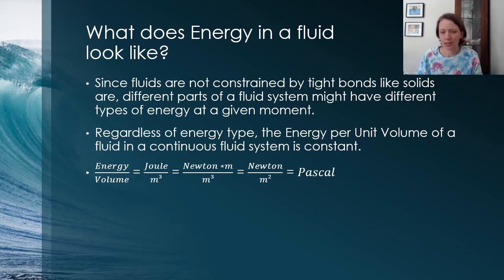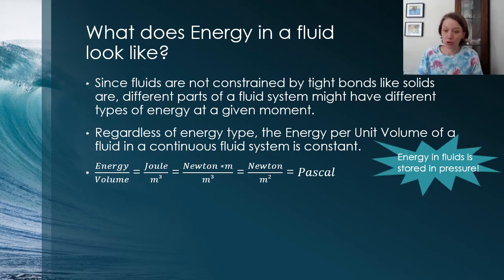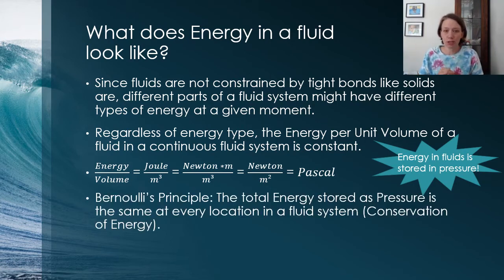So why do we care about this? Well, if a Pascal is the same as energy per volume, that means that in fluids, energy is actually stored in pressure. So pressure becomes this new thing that can be conserved in a fluid. Bernoulli's principle, which is the topic of this lecture, says that the total energy stored as pressure is the same at every location within a fluid system. So even though we might have different kinds of energy, the total amount of energy stored as pressure is the same at this location and this location and this location in my complex fluid system.